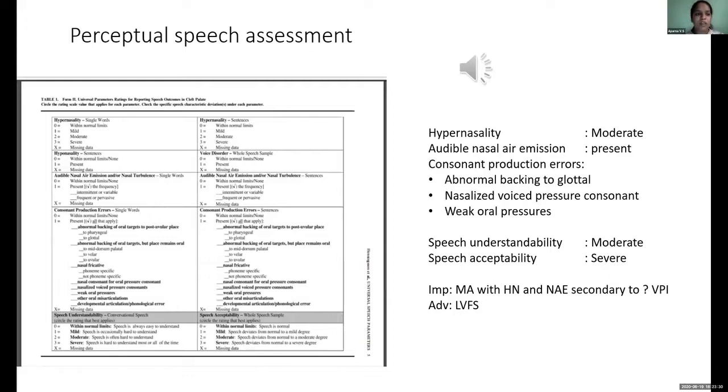Her complete speech recording was done, and this is one of the samples. Based on all the speech stimuli assessed, we rated her speech on our rating scale, which is commonly used in all the centers. She had moderate hypernasality, audible nasal air emission, and compensatory and obligatory speech errors. Her speech understandability was rated as moderate and speech acceptability as severe. So she was diagnosed as having misarticulation with hypernasality and nasal air emission secondary to velopharyngeal incompetency.